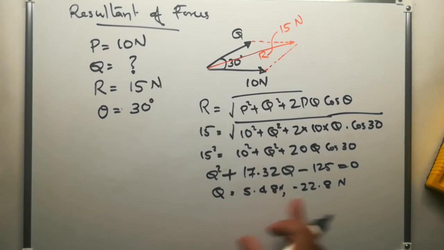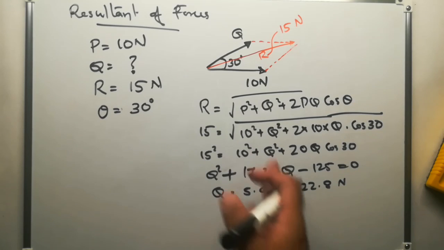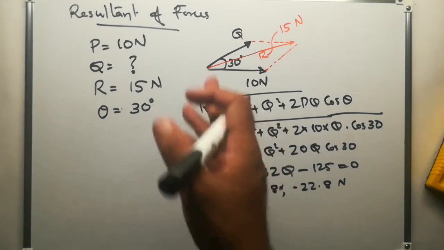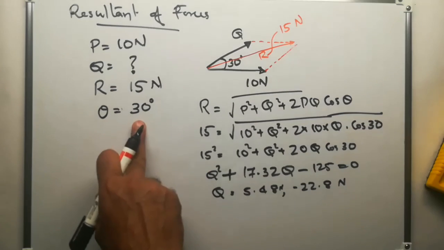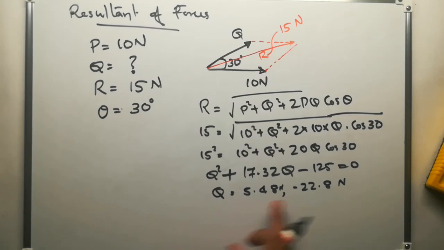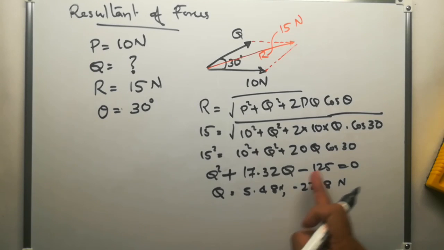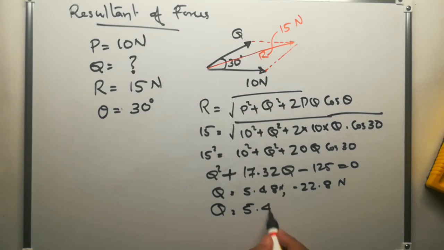If you find the angle between these two forces using the equation Q sine theta divided by P plus Q cos theta, we will get a value of 150 degrees. In the problem itself, it is given that the angle between P and Q is 30 degrees. That means we cannot select this as the magnitude of Q. So the selected value of Q is 5.48 Newton. That is the answer.